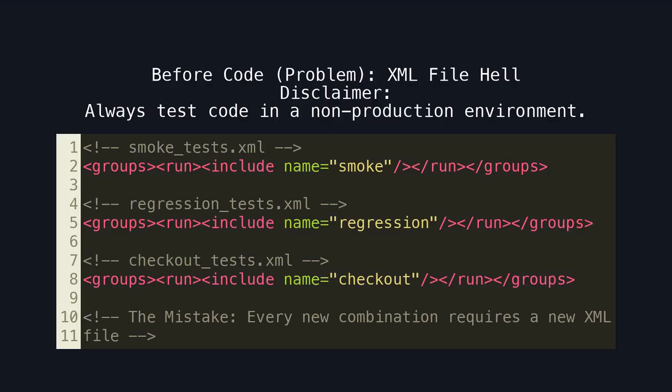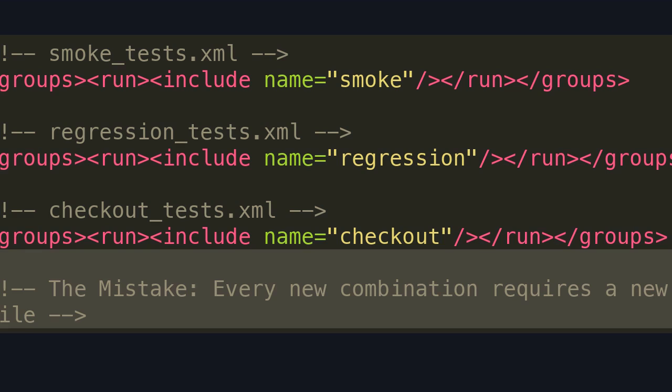Before, the code problem: XML file hell. This is unscalable. If a product manager asks for all critical checkout tests, but no flaky ones, you have to create a brand new XML file with complex include or exclude logic. This quickly becomes an unmanageable mess.